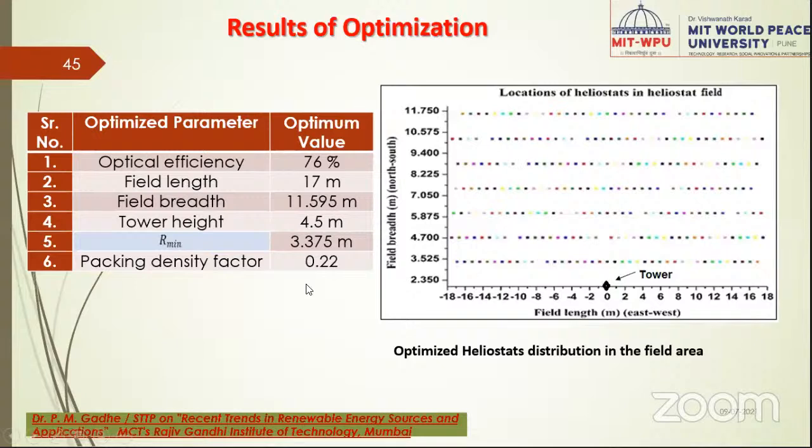So the minimum R mean is coming 3.375 meter. And this is the packing density factor. The heliostats should not get packed on the field, so there should be some space between them. So the packing density factor is coming as 0.22.